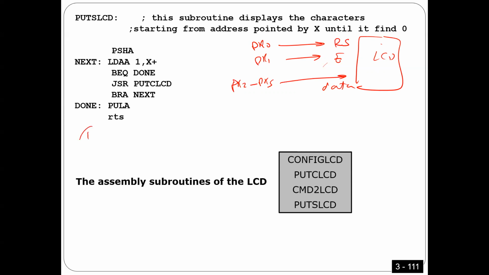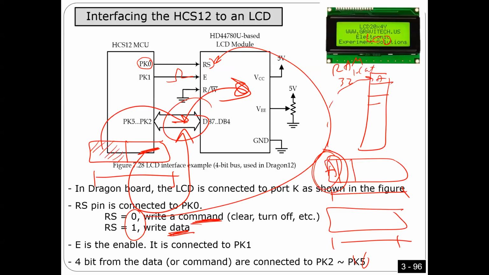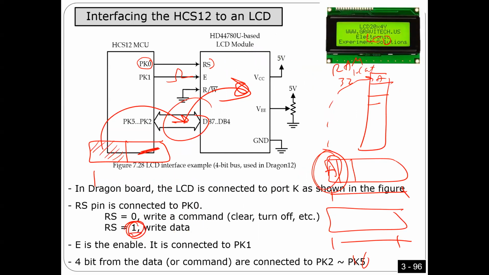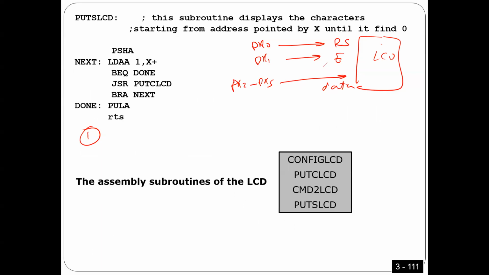Number one, I have to write an instruction. You are writing data, not a command. And I told you, if you want to write data, not a command, you have to put the number 1 here. So in this subroutine, number 1, I have to put 1 here, because you are writing data. This is the first thing you have to do. So I have to write assembly code to write 1 here. This is number 1.